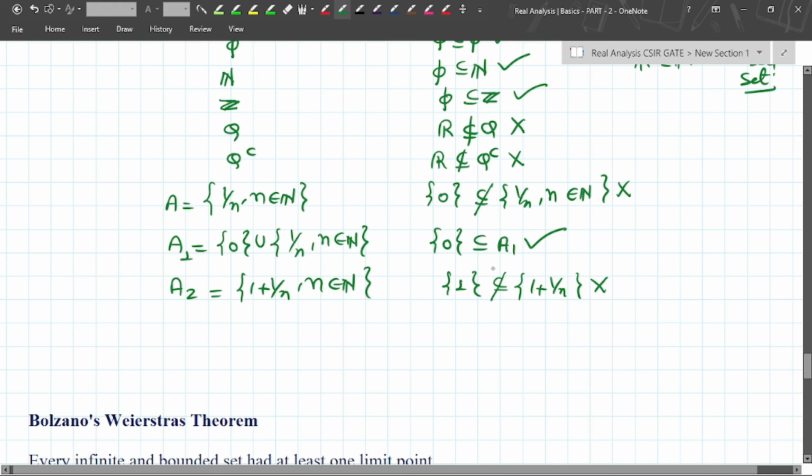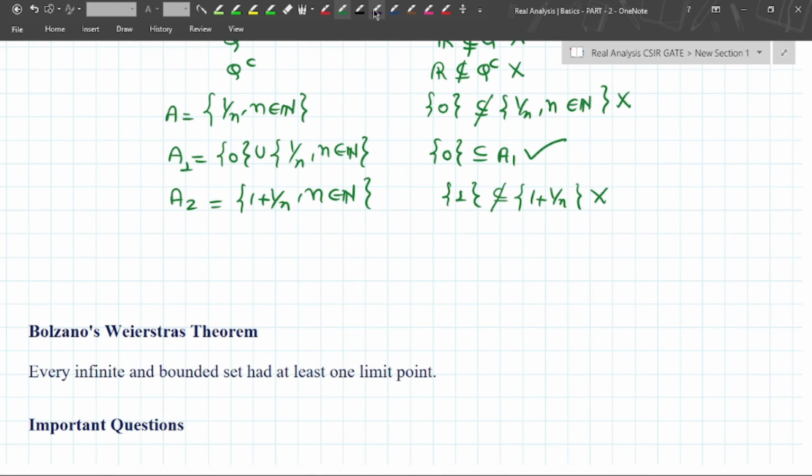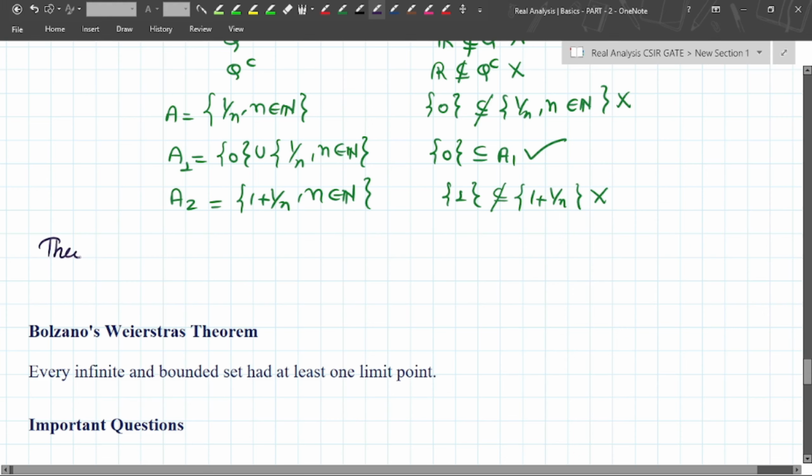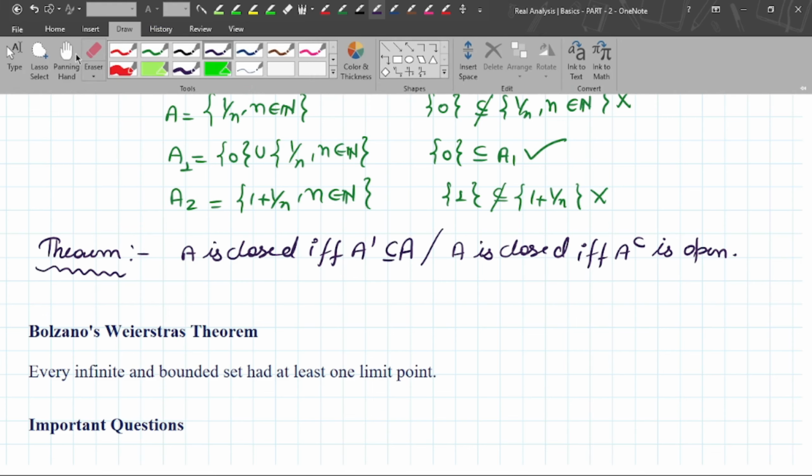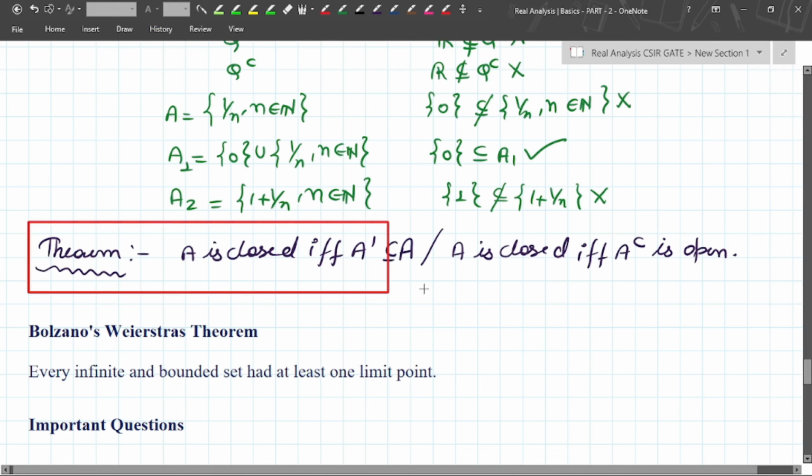So there is a theorem, a result we have also written: A is closed if and only if A dash is a subset of A, or in other words, A is closed if and only if A complement is open. These two results are very, very important, and this is the theorem.